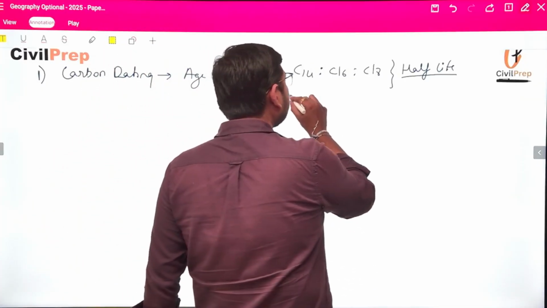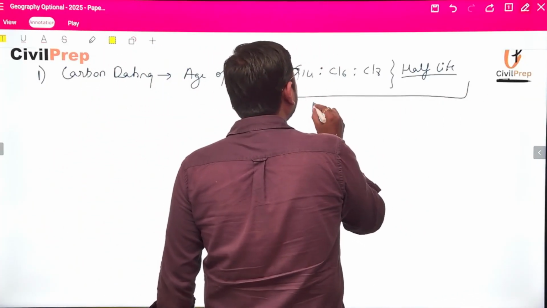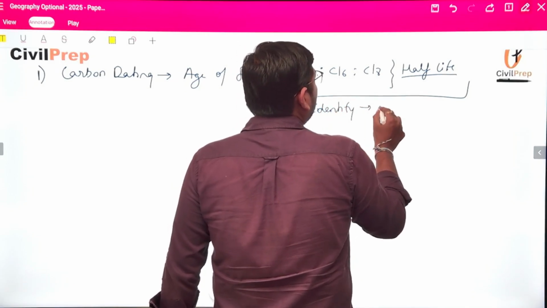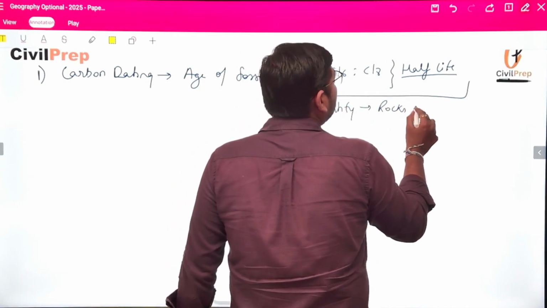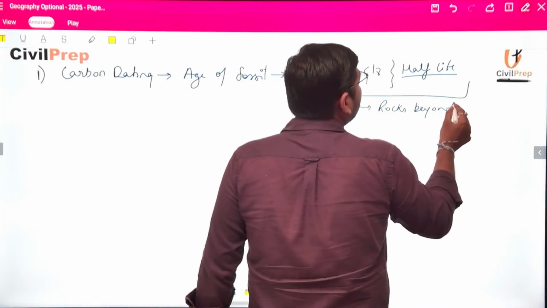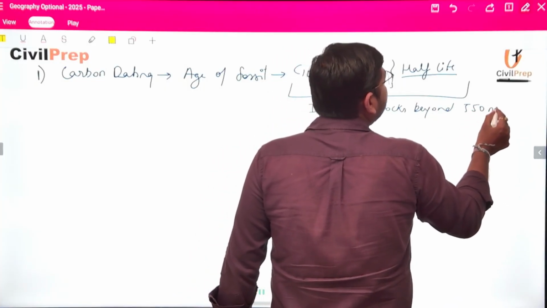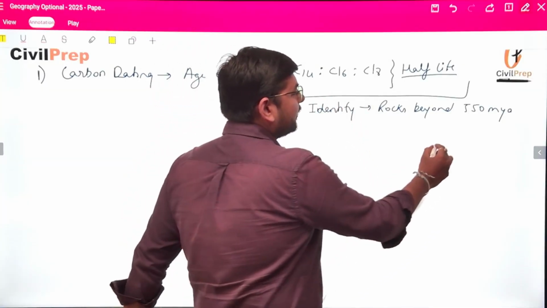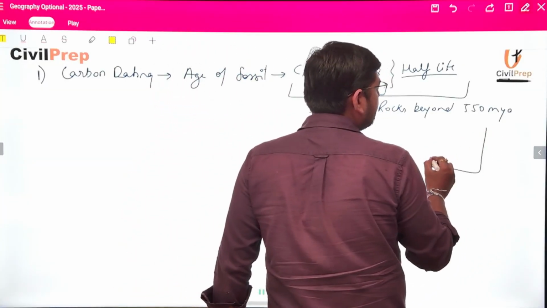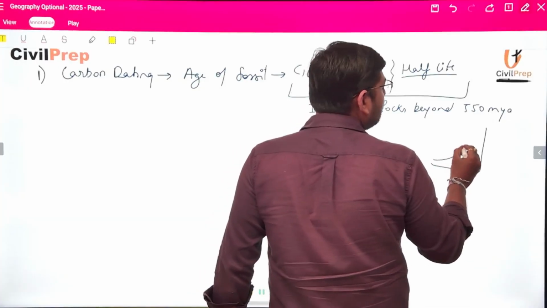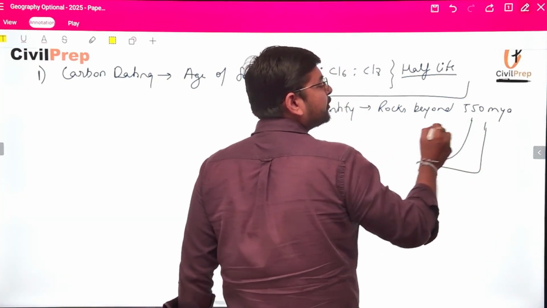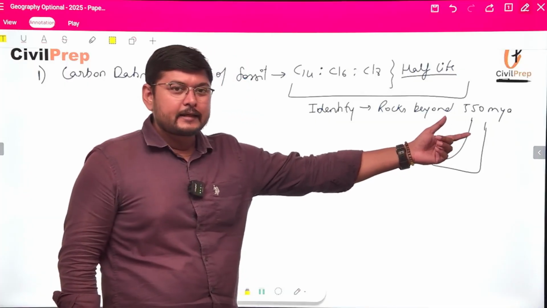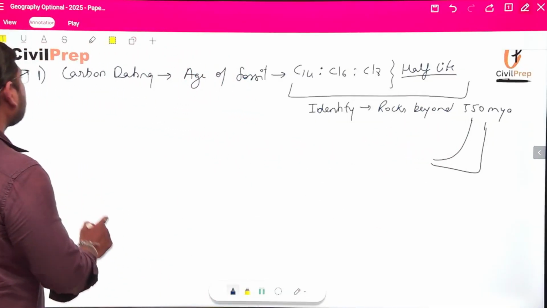There is some limitation that we cannot identify the rocks beyond 550 million years ago, because after that point of time, the graph where we understand this half-life almost goes straight. Therefore, we are not able to identify what the basic timeline is after that. So this is carbon dating.